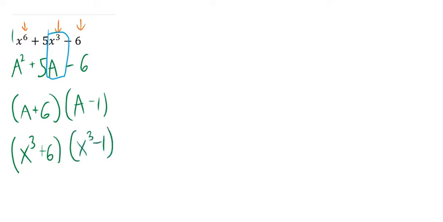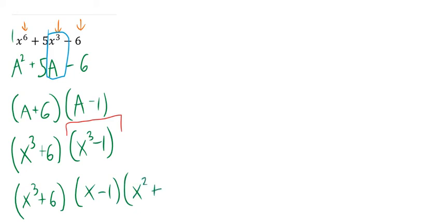And as confident as I am, I can't get overly confident because I'm actually not done. Because this part factors even more. It's a difference of cubes. This is going to make x to the 3rd plus 6, x minus 1, x squared plus x plus 1 by difference of cubes. That would be my final answer.